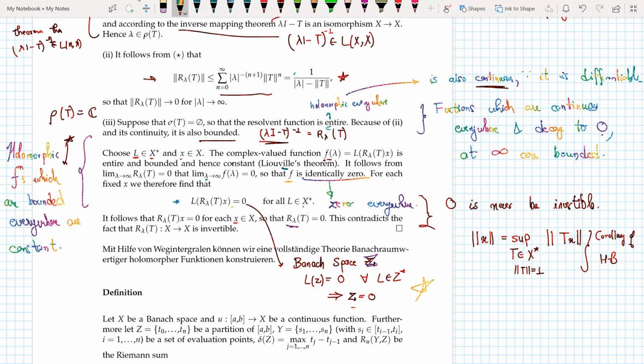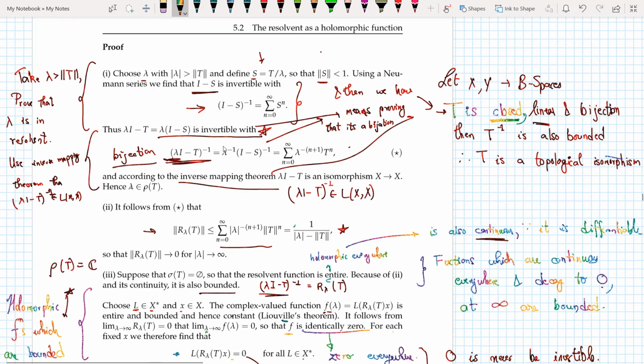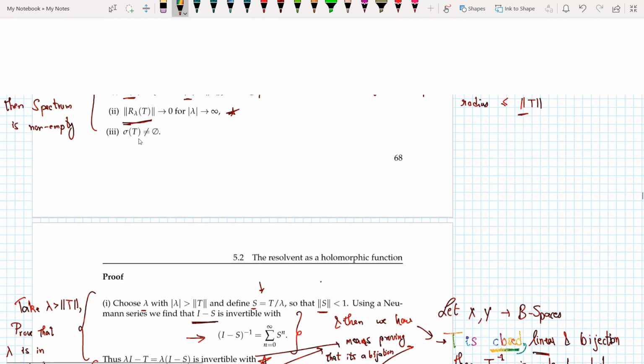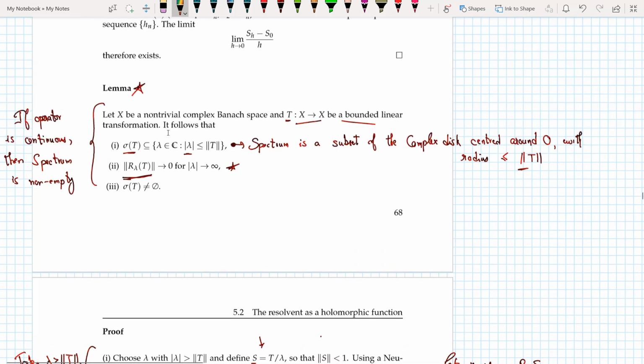Now I go the other way around. This contradicts the fact that R lambda T is invertible, which was my assumption. And thus I can say that sigma T is not equal to the null set. So I've proven my result. A quick summary: what did I do? I proved three things. I proved that when X is a non-trivial complex Banach space and T is a bounded linear transformation, then these three properties hold, and I have proven them case by case.